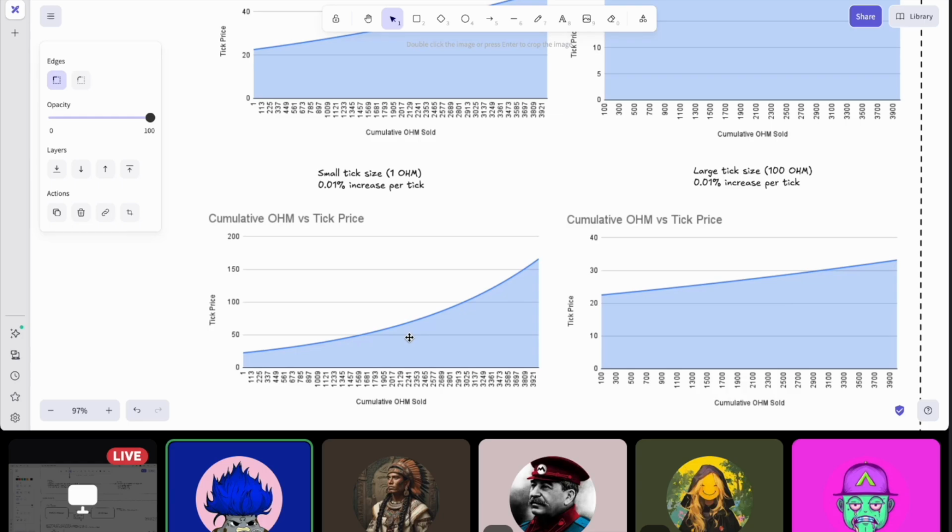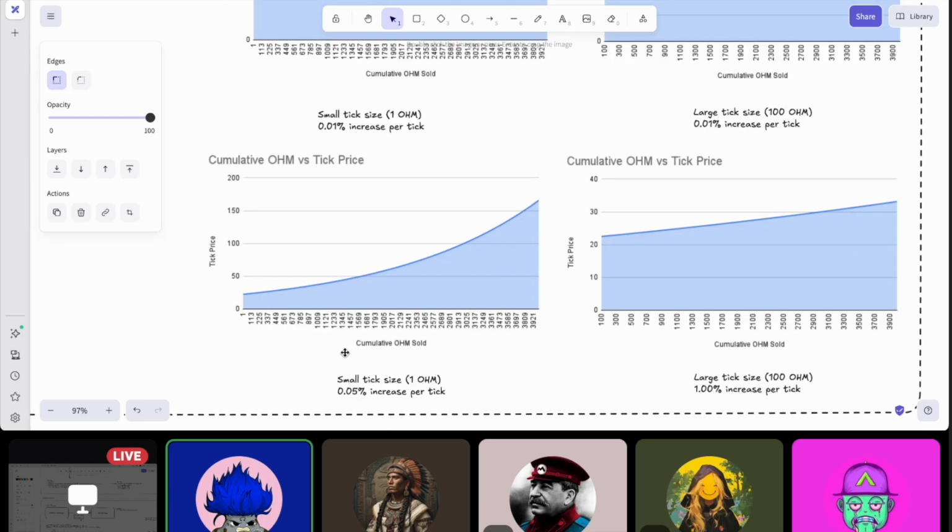Right? But if you ramp up that increase per tick from 0.01 to 0.05, it starts to go exponential. And with the same amount of OHM sold, you get to 100, maybe 160 USDS per OHM. So that's quite a significant difference there. The reason I bring this up is that a small tweak can affect the market quite significantly. And what we'd see here as a result is dramatically fewer OHM sold per day because the price just rockets up.